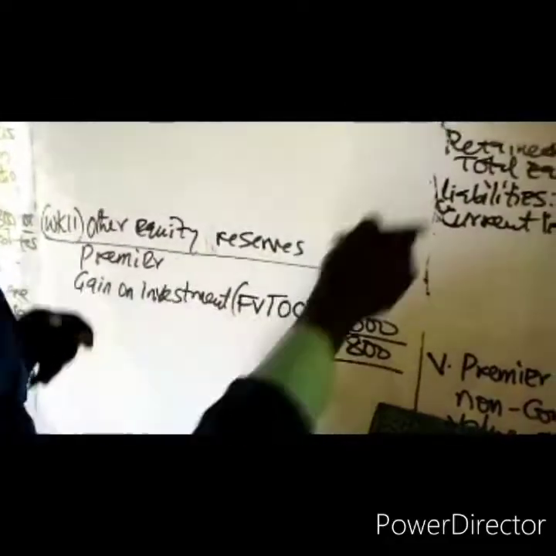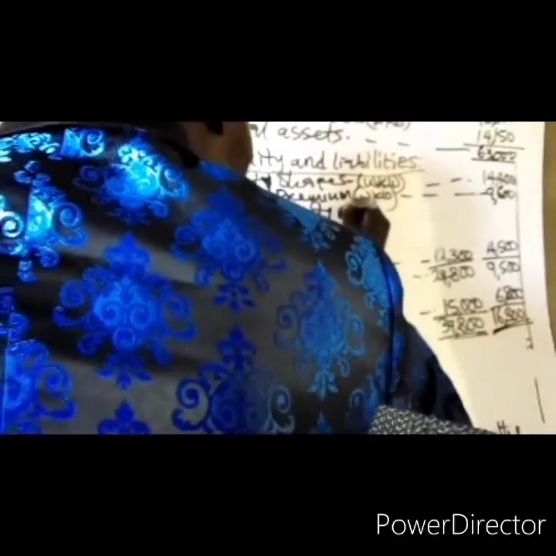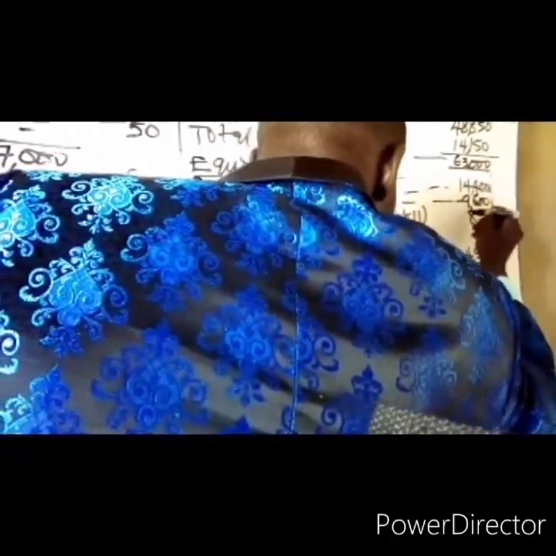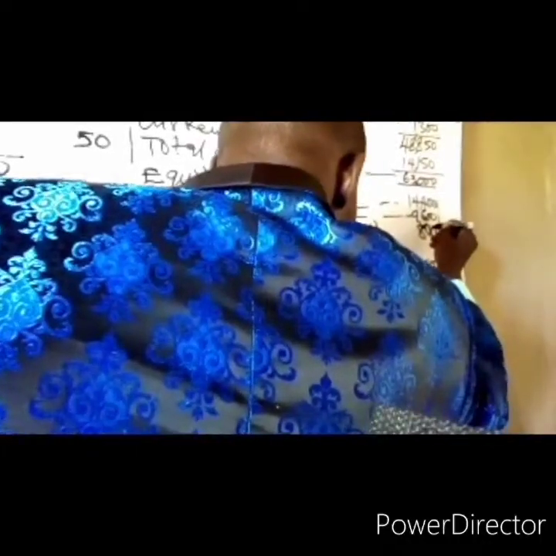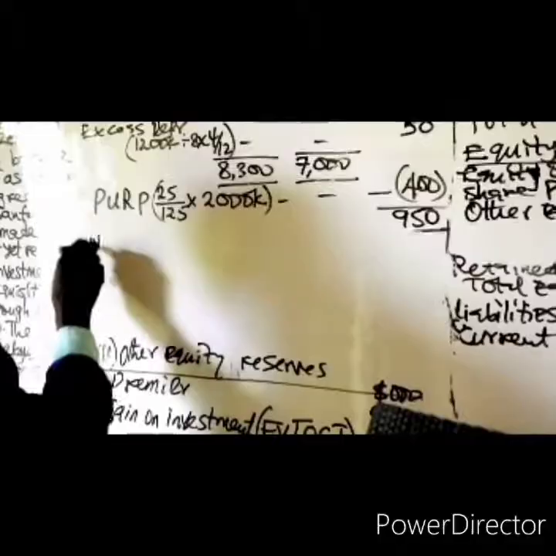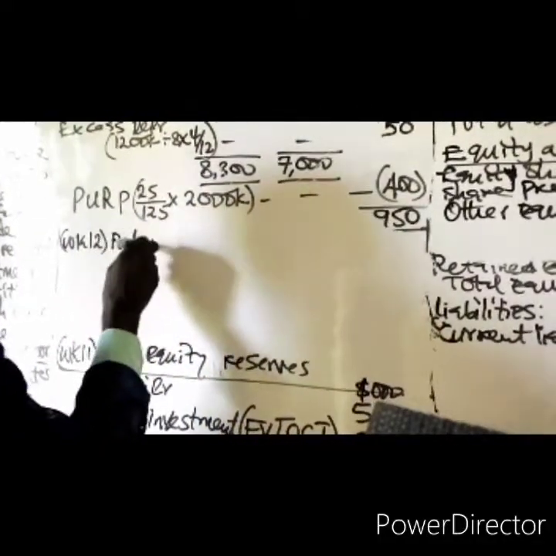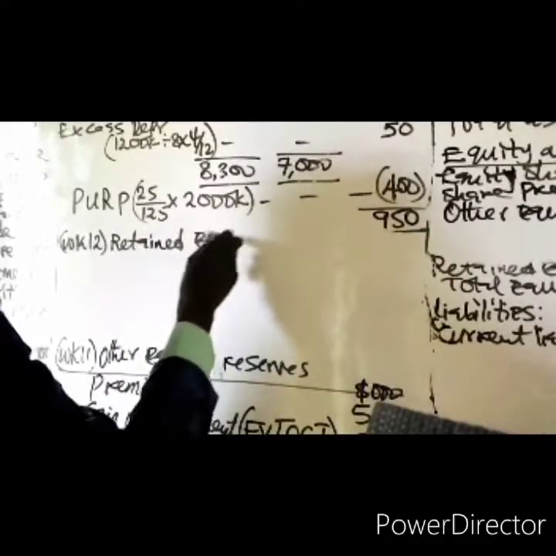Other equity reserves. That is working 11, which is 800,000. Then the next item is retained earnings. That is working 12. We have retained earnings.